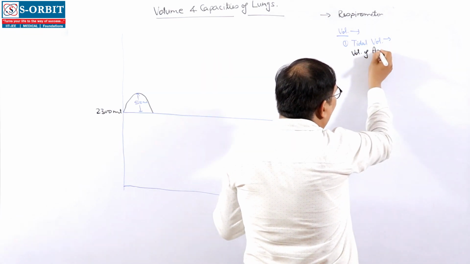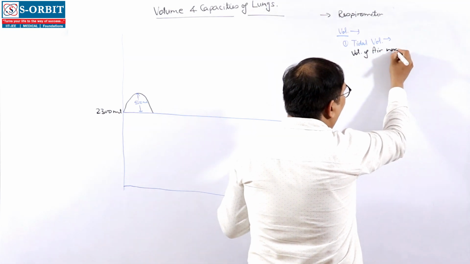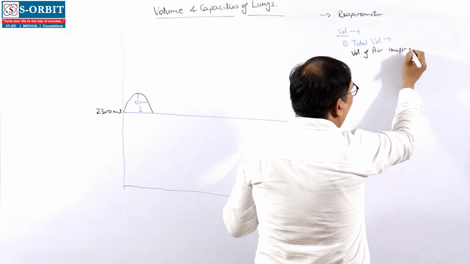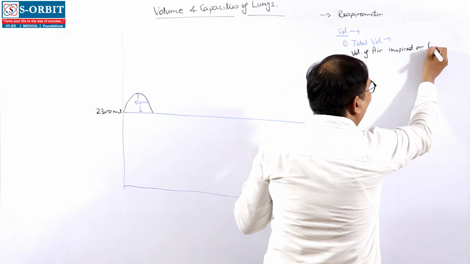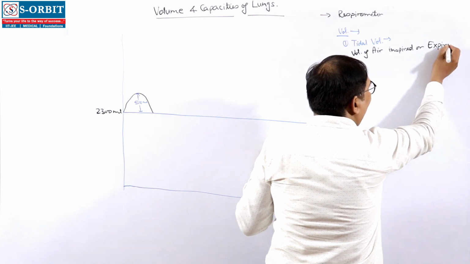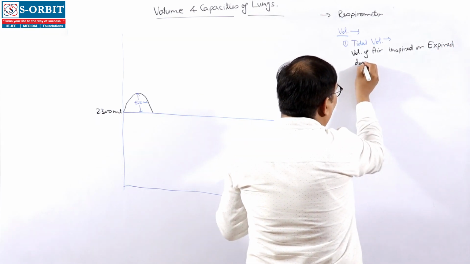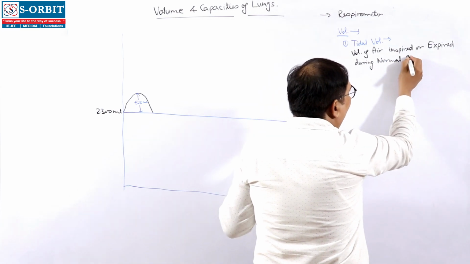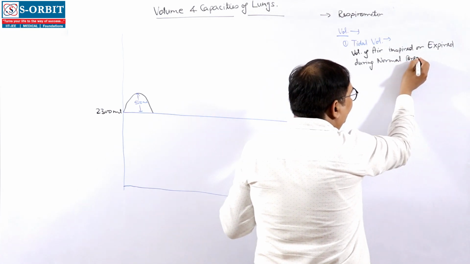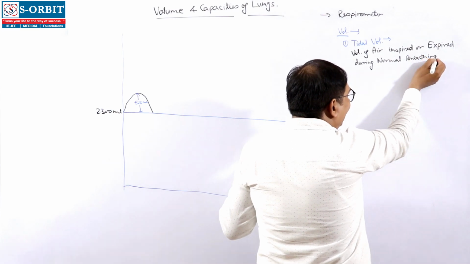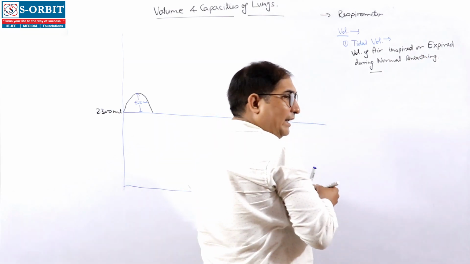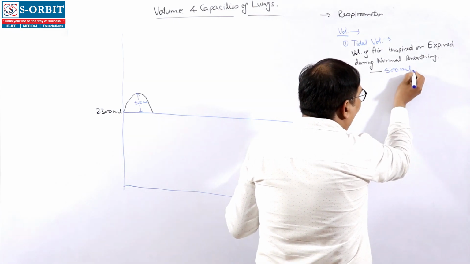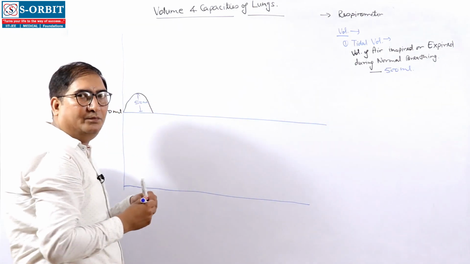Volume of air normally inspired or expired during normal breathing, and on an average, it is about 500 ml. It is tidal volume.